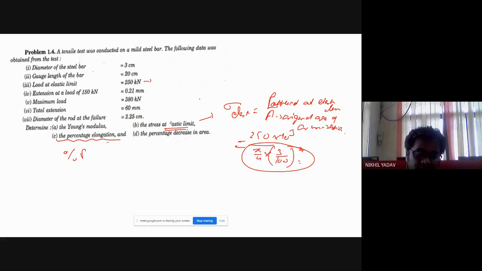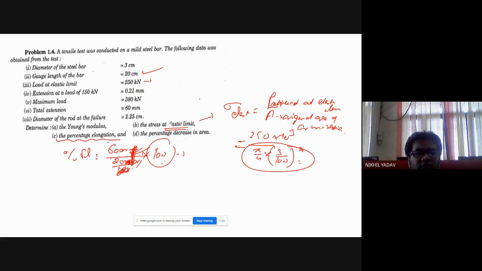What is the percentage elongation? We see that the total elongation that has taken place is 60 mm, upon what was the length at the beginning, that was 20 centimeter, right? It is in m. So we can find it out simply by 20 upon 100, and change it into mm, right? Whatever you change, you have to take the ratio, into 100, and you will find out the elongation.